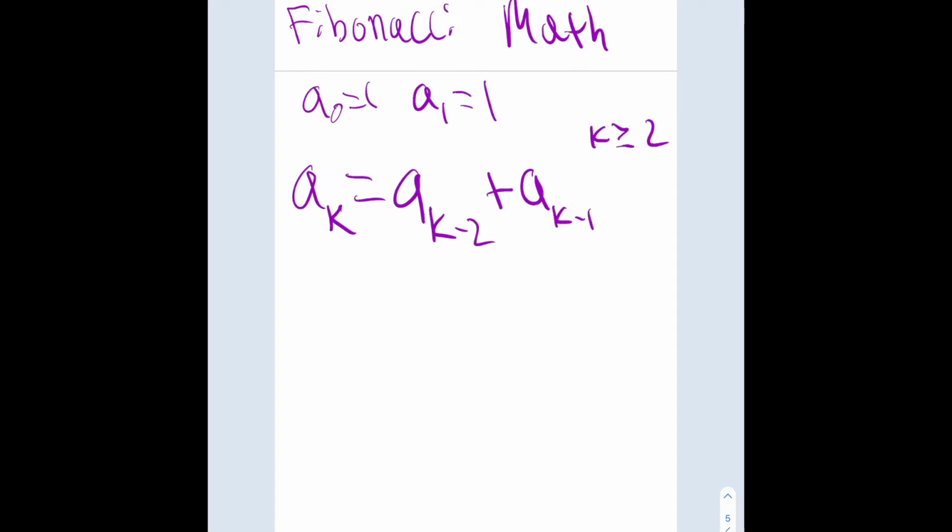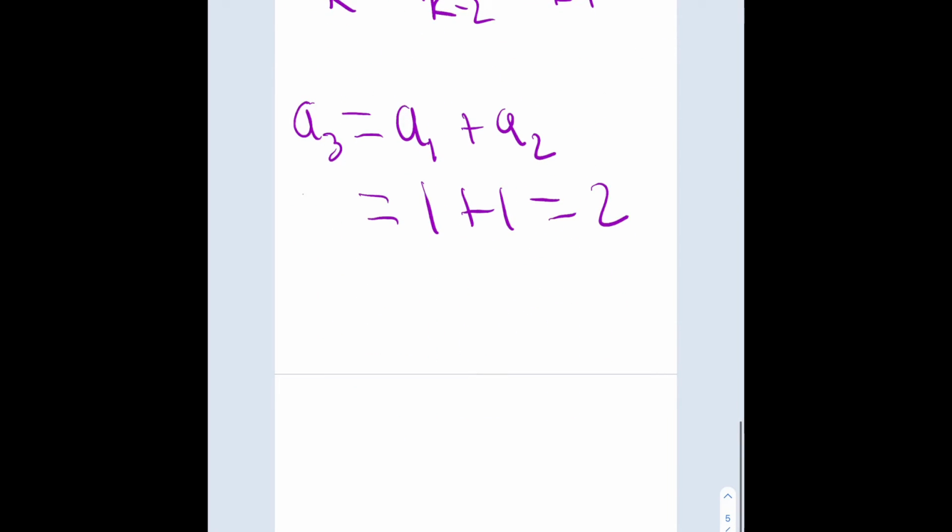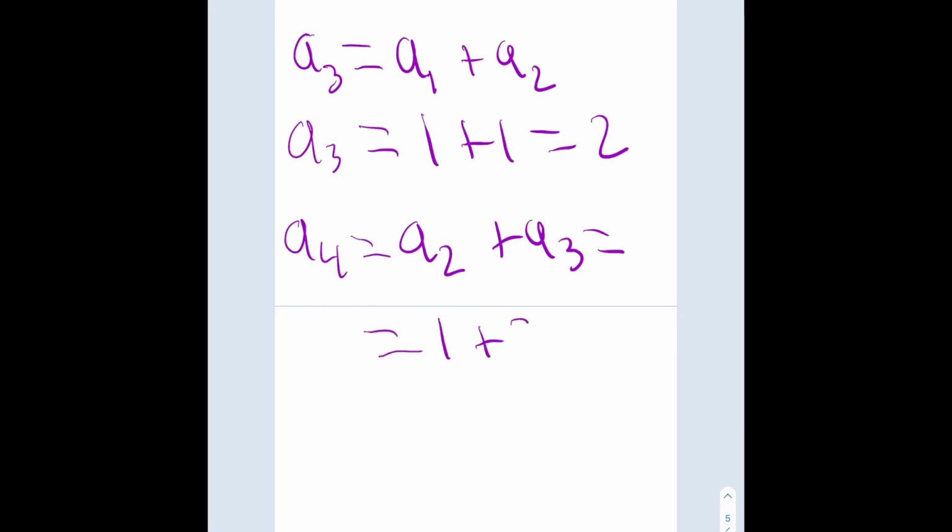If a sub 0 is 1, and I want to find a sub 3, I need to find a sub 1 plus a sub 2. Well, I know these. 1 plus 1 equals 2. So a sub 3 is 2. Now if I want to find the fourth term, I need to take a sub 2 plus a sub 3. 1 plus 2 is 3.